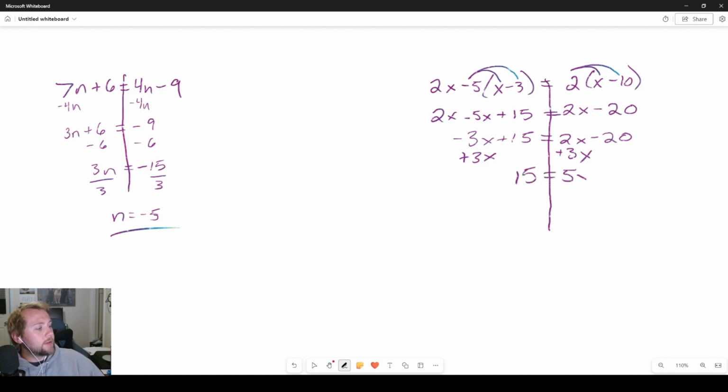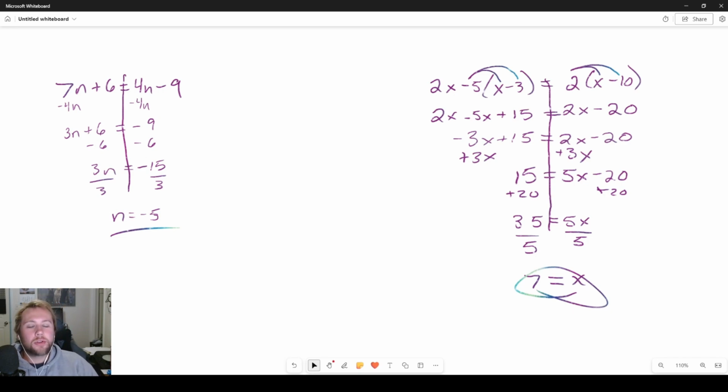So now I have a 5x minus a 20. I'm trying to get 5x all by itself, so I'm going to add 20 to both sides to get rid of minus 20. And I get 35 is equal to 5x. To get x all by itself, divide both sides by 5. And I get that 7 is equal to x. And there's your warm-up. Let's go ahead and dive into some literal equations now.